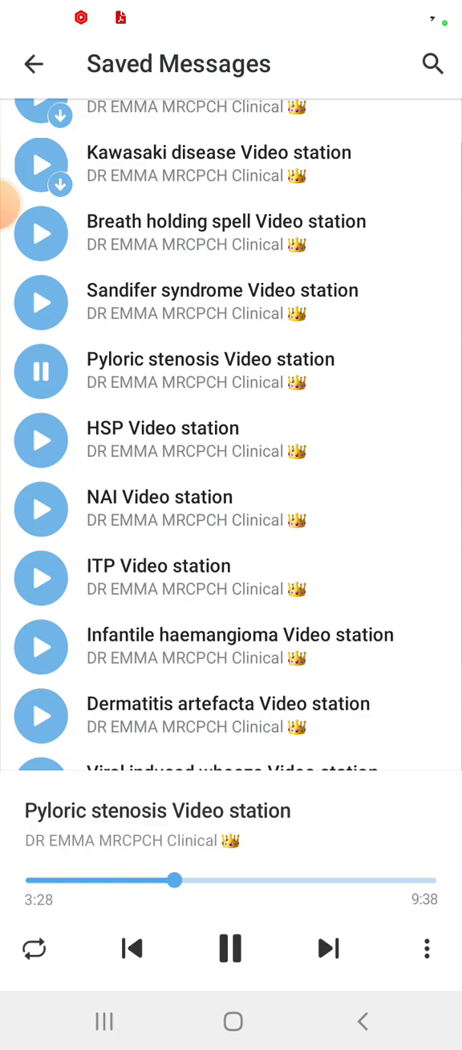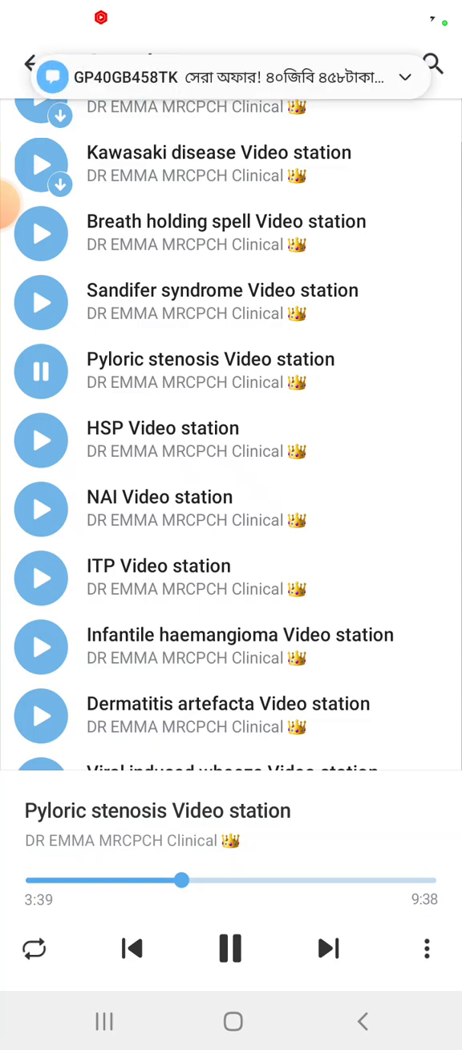Then family history of a similar condition, because we know it is a multifactorial inheritance, more in males, with a male to female ratio of 4 to 1. And antibiotics taken in the neonatal period. Why? Because of erythromycin, which we think aggravates pyloric stenosis.